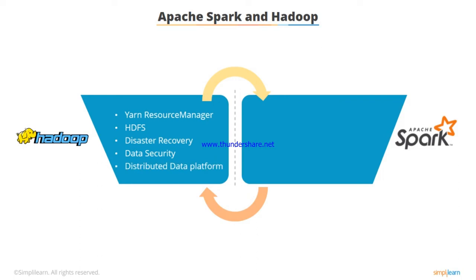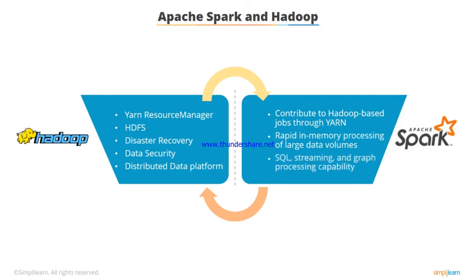Spark supports Hadoop in the following ways: contributing to Hadoop-based jobs through YARN, and adding to the capabilities of a Hadoop cluster by rapid in-memory processing of large data volumes, providing SQL, streaming, and graph processing capability to Hadoop.